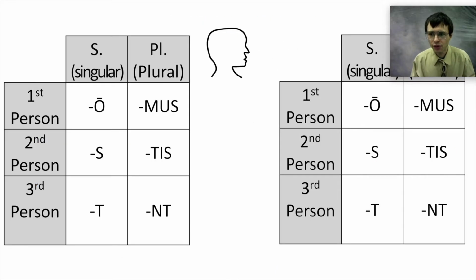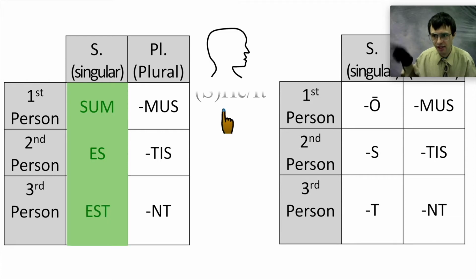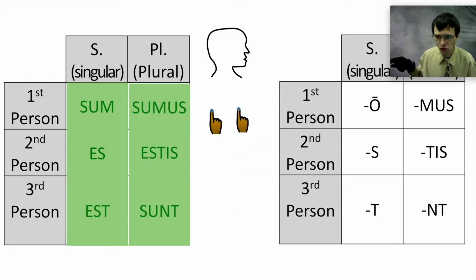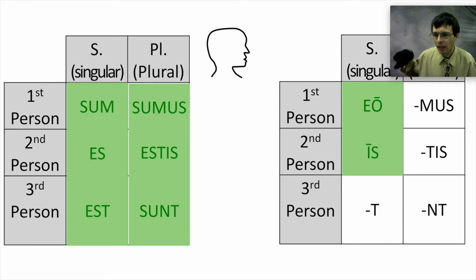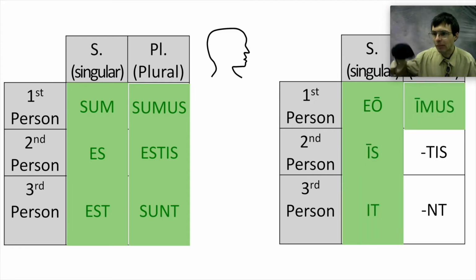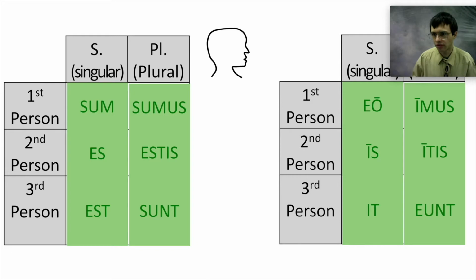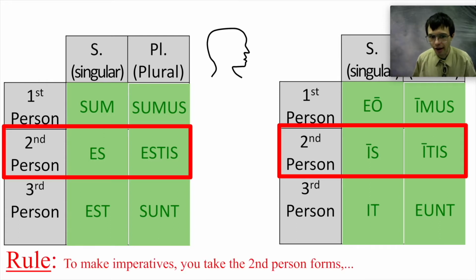Okay, and then the other two irregular verbs we need to get are sum on the left and eo here on the right. So from stage 15, repeat with me. It goes sum, es, est, sumus, estis, sunt, right? And then over here, the forms of eo, to go, are, say it with me, eo, is, it, imus, itis, eunt. Remember that? Yeah, okay. So to make the imperatives of these, guess which row we're going to use. Right, we're going to use the second row, and what are we going to remove?